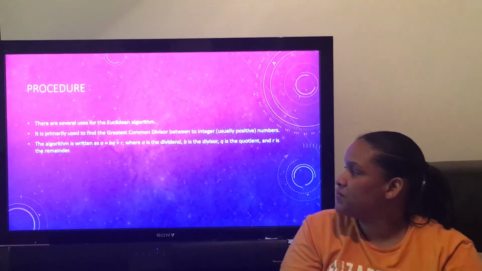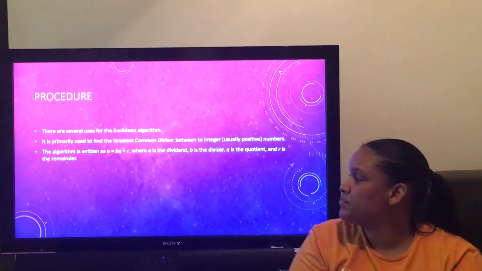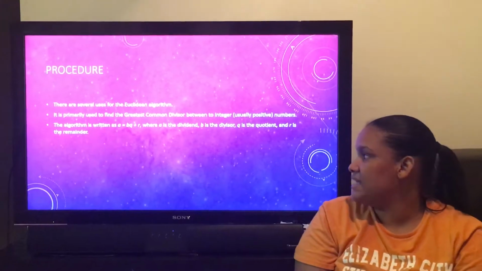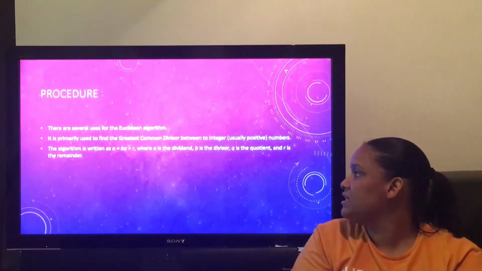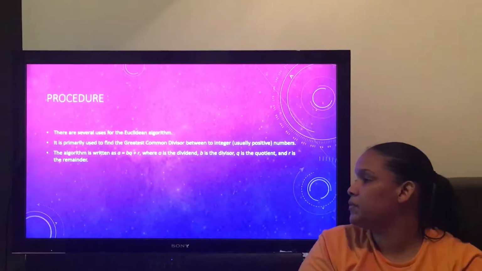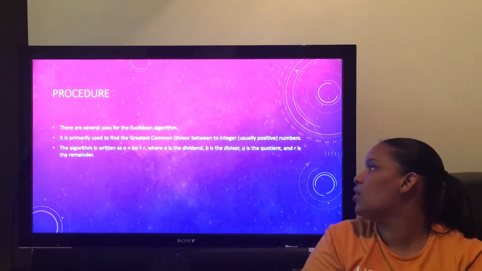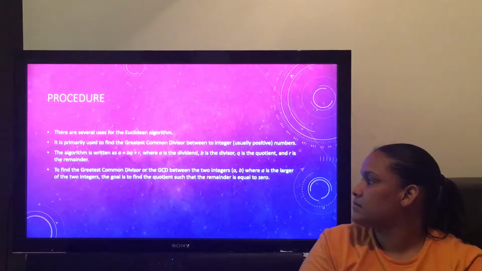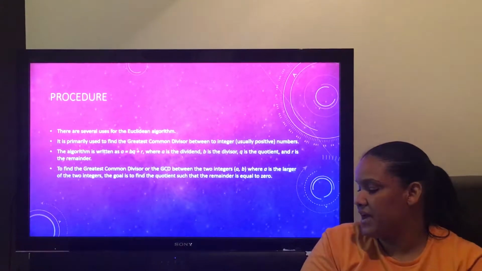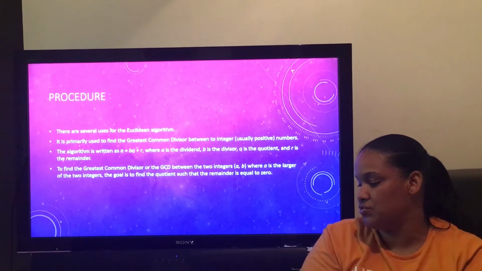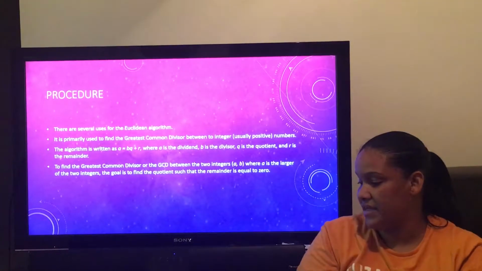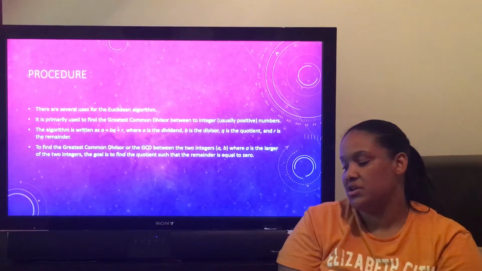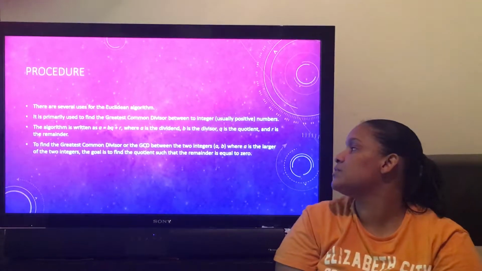The algorithm is written as A equals BQ plus R, where A is the dividend, B is the divisor, Q is the quotient, and R is your remainder. To find the greatest common divisor, or the GCD, between the two integers A and B, where A is the larger of the two integers, the goal is to find the quotient such that the remainder is equal to 0.